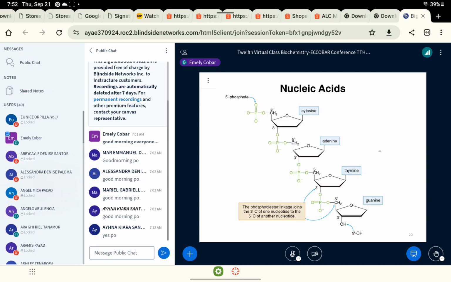So let us look at an example of a polynucleotide. Where is the backbone? Let's see. The backbone is this one: phosphate, sugar, phosphate, sugar, phosphate, sugar, phosphate, sugar. And here, clearly we can see the phosphodiester linkages join the 3' carbon of one nucleotide to the 5' carbon of the next nucleotide. 3, 5, 3, 5, 3, 5. And a polynucleotide has a free phosphate group at the 5' end and a free OH group at the 3' end. When we say free, it means not connected, no connection.